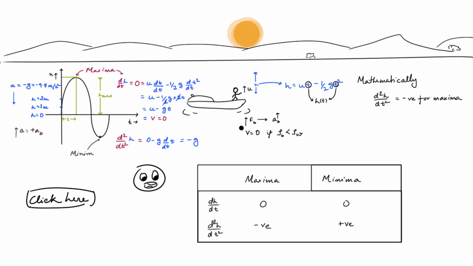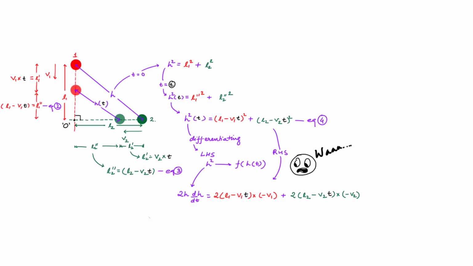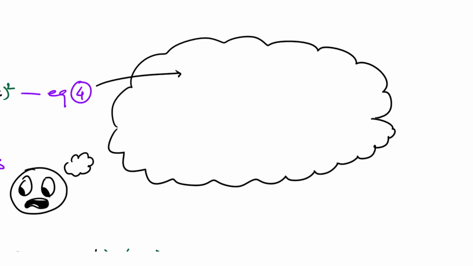This mathematical property of curves can be used to find the minima and maxima without drawing curves. And that is what we are going to use for solving the problem we are dealing with. So if you are still curious and you want to draw the curve, you can take the primary equation and plot the curve between h and t for some values of L1, L2, V1 and V2.